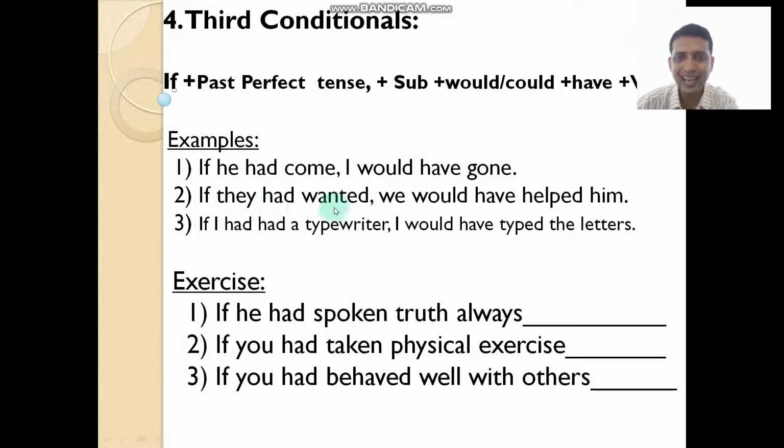Second example: if they had wanted, we would have helped him. We, subject, would have, and then V3 is there, helped him. If I had had, this is the past perfect tense, a typewriter, I would have typed the letters. There are some examples. If he had spoken the truth always, this is the past perfect tense. The past clause, or if clause, has been constructed following the pattern of the past perfect tense.